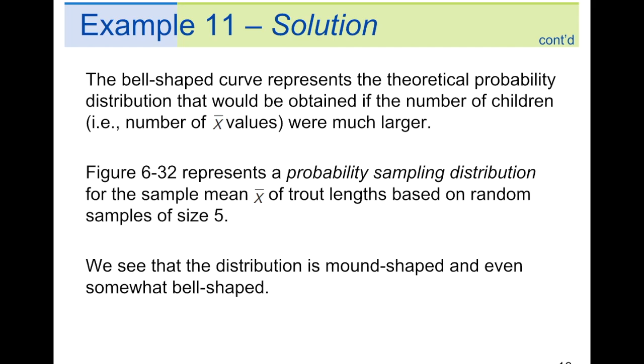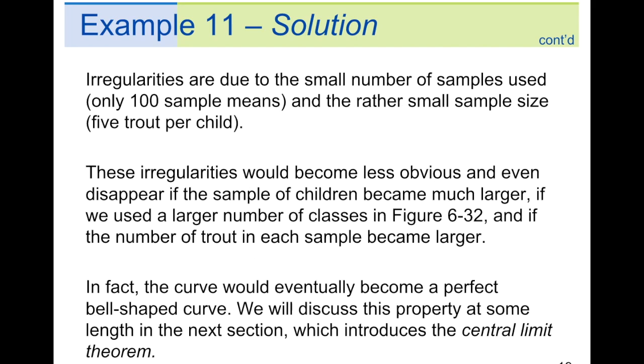Figure 6.32, the last one with the normal curve and the frequency distribution, represents a probability sampling distribution for the sample mean x-bar of trout lengths based on random samples of size 5. We see that the distribution is mound-shaped and even somewhat bell-shaped. Irregularities are due to the small number of samples used, only 100 sample means, and the rather small sample size, 5 trout per child.